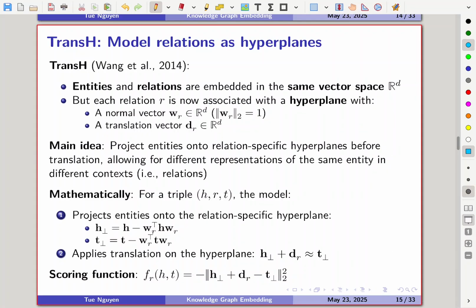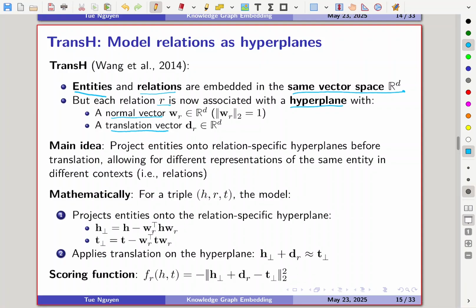The next extension to TransE is TransH, proposed by Wang et al. in 2014. In this model, entity and relation are still embedded in the same vector space R^d, but now the relation is modeled by a hyperplane, not by a vector. A hyperplane has 2 components. The first one is the normal vector, which is orthogonal to the plane, and the second one is the translation vector d_r, which lies on the plane.